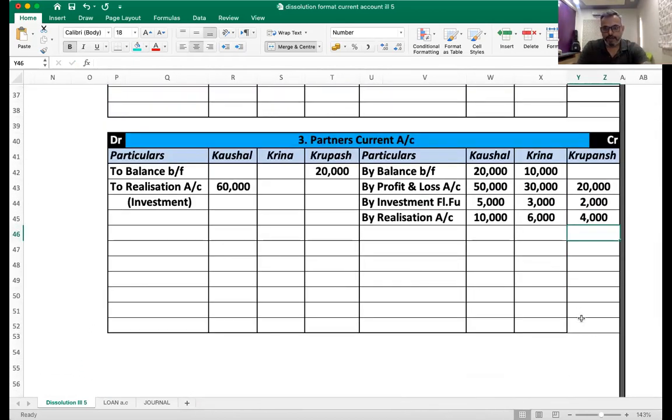So now we need to balance all of the three. I think credit side, wait, let me see. Yes, credit side is more.